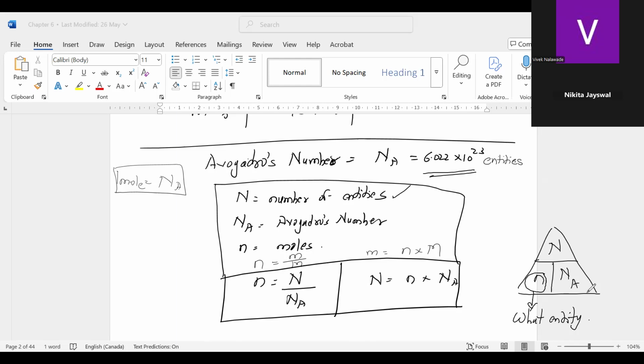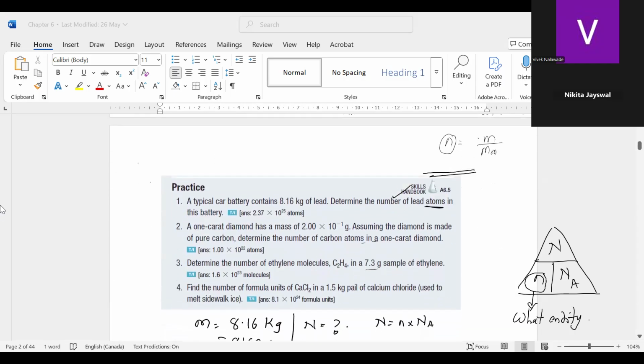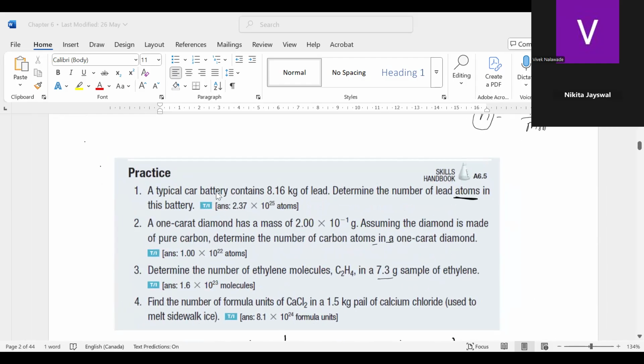The first part that we did now and this part, that forms the basics for all the further units. I wrote it down. The formulas are clear? Yeah. Okay, now let us try to solve these problems. Now check. A typical car battery contains 8.16 kg of lead. Kg, can you see the unit? So kg means what is given to us? Mass. Correct?